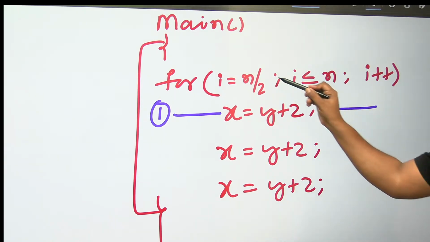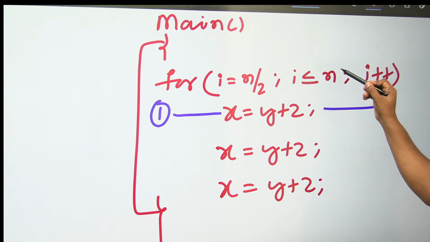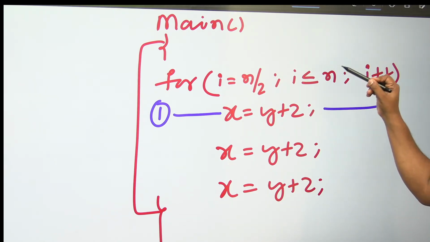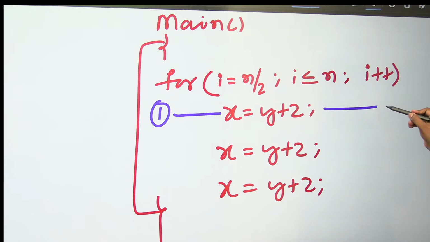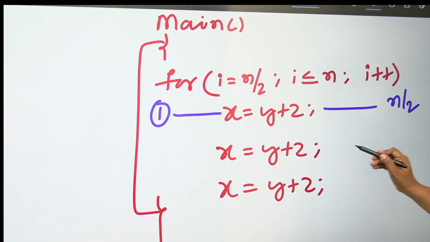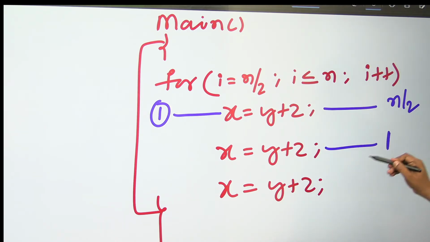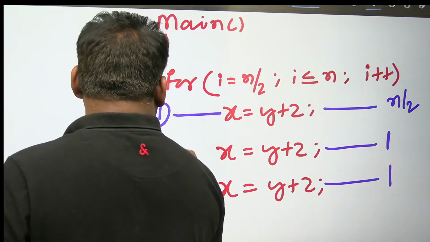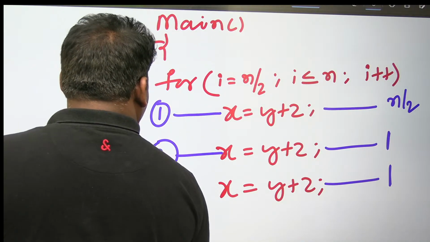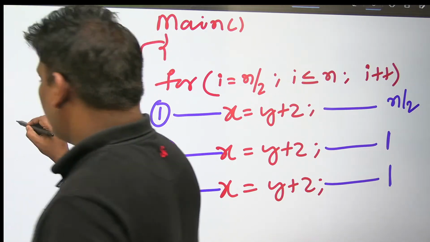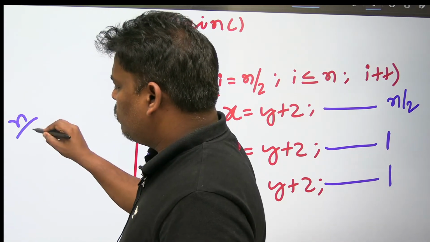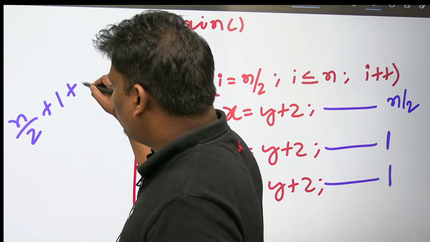How many times? I is equal to n by 2, and n by 2 less than or equal to n is true. Afterwards I plus plus, and because it starts at n by 2 and increments by 1 every time, the first statement will execute n by 2 times. The second statement has no loop, so 1 time. The third statement also 1 time. The overall time is n by 2, 1 and 1.